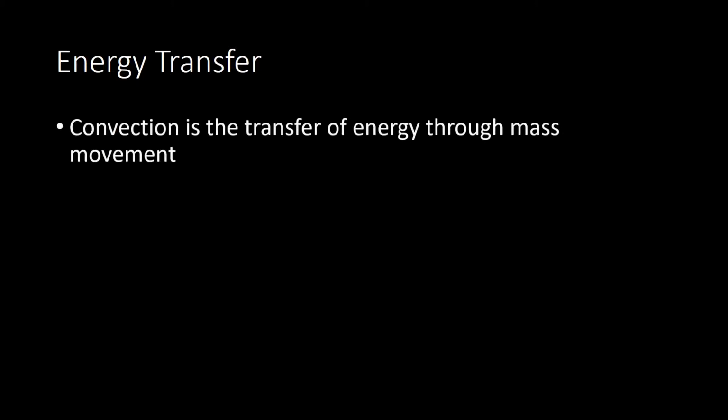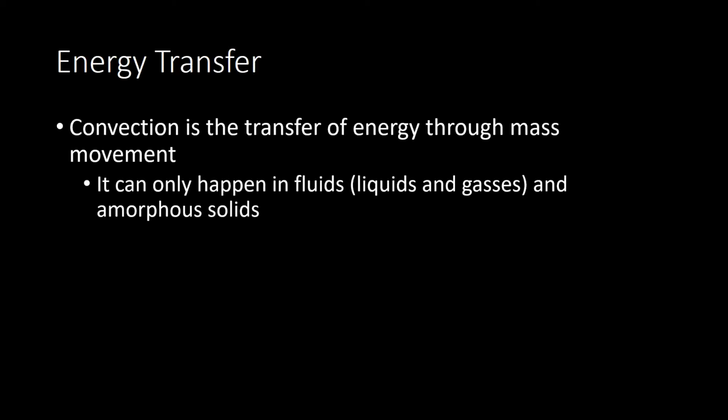The second method of energy transfer is convection. Convection is the transfer of energy through mass movement. It can only happen in fluids, which means it only happens in liquids, gases, as well as what are called amorphous solids. An amorphous solid is one that is technically a solid, but it still has a loose enough connection between those particles to behave like a liquid. So Jell-O would be an example of an amorphous solid. It can wiggle, it can move around, that sort of thing.